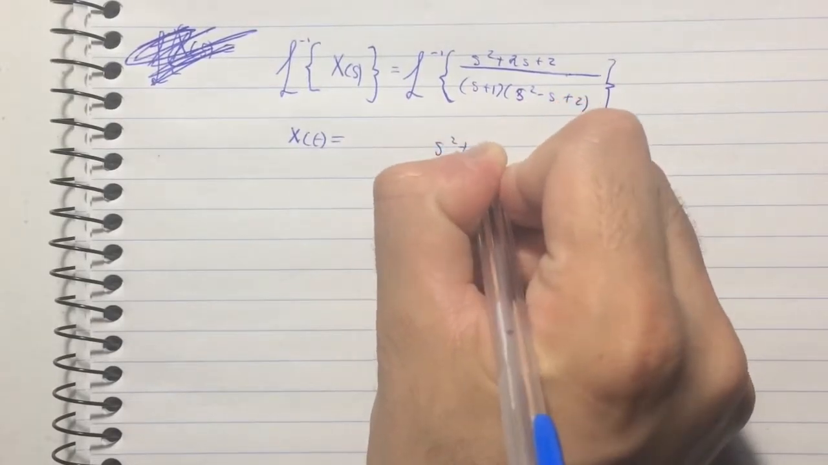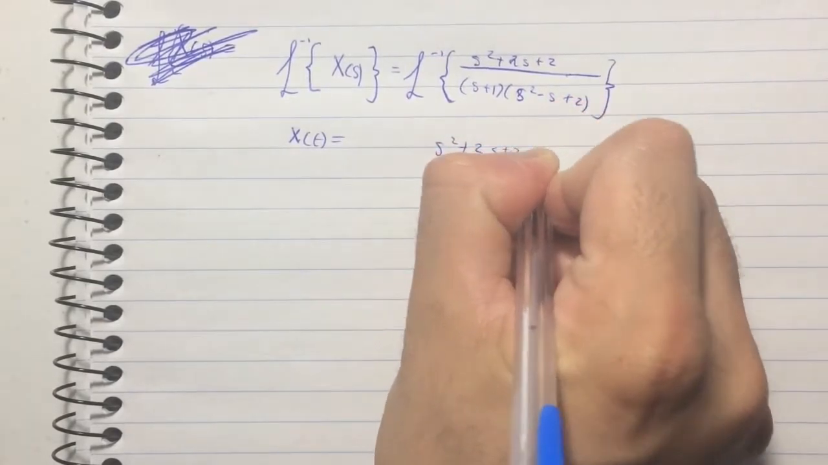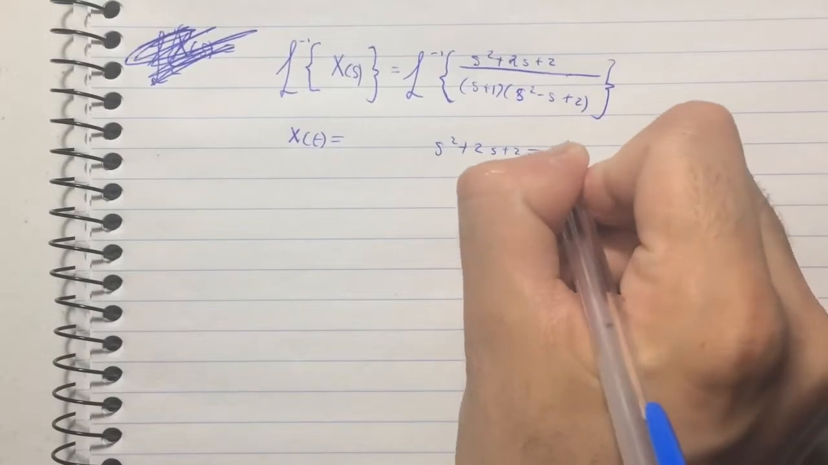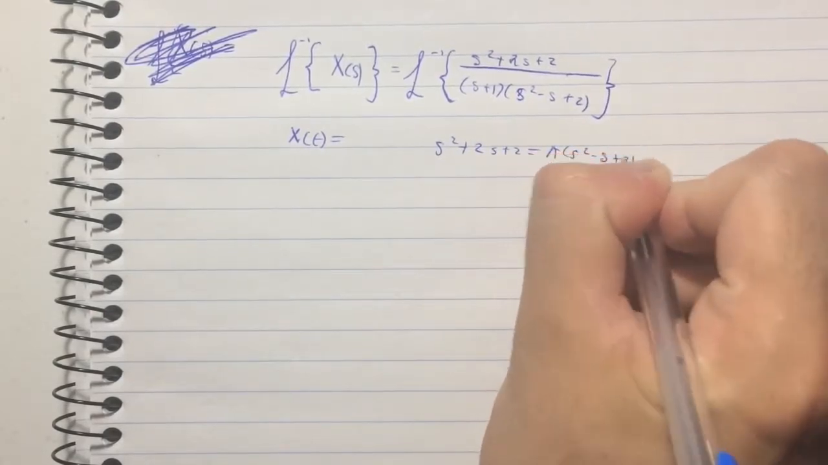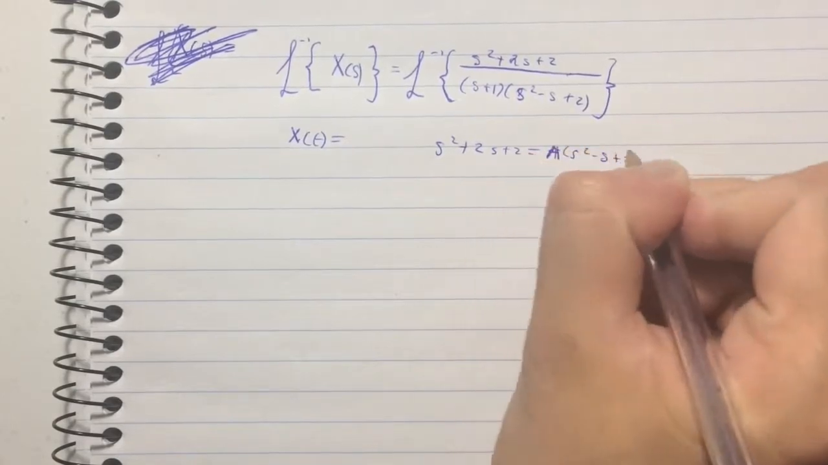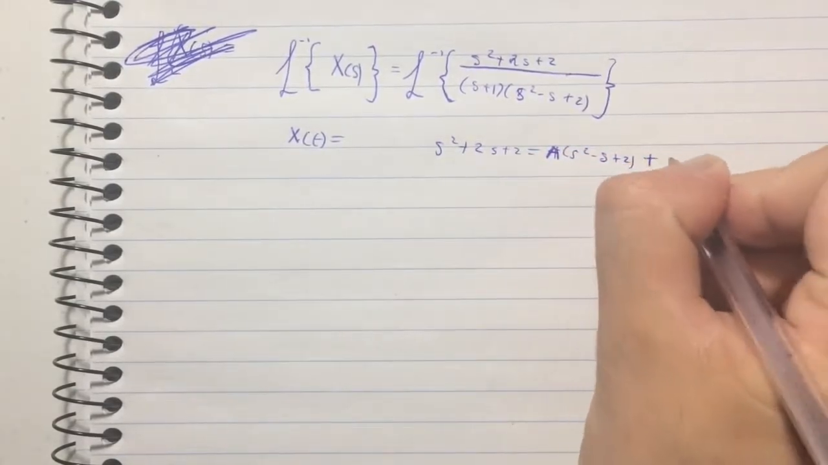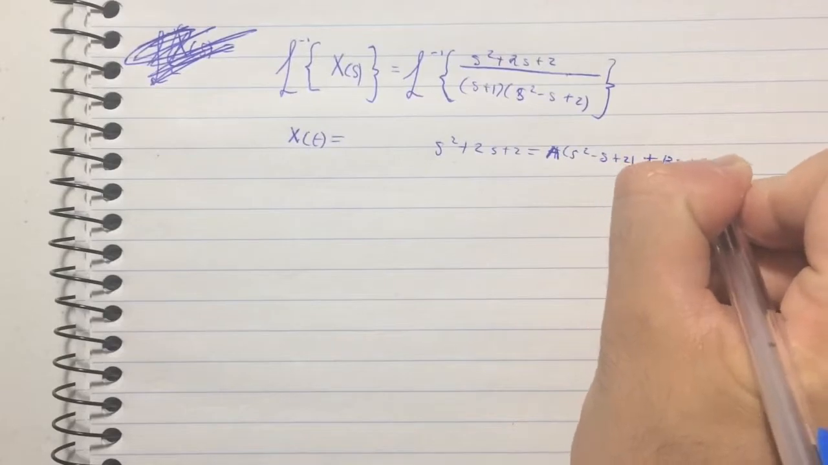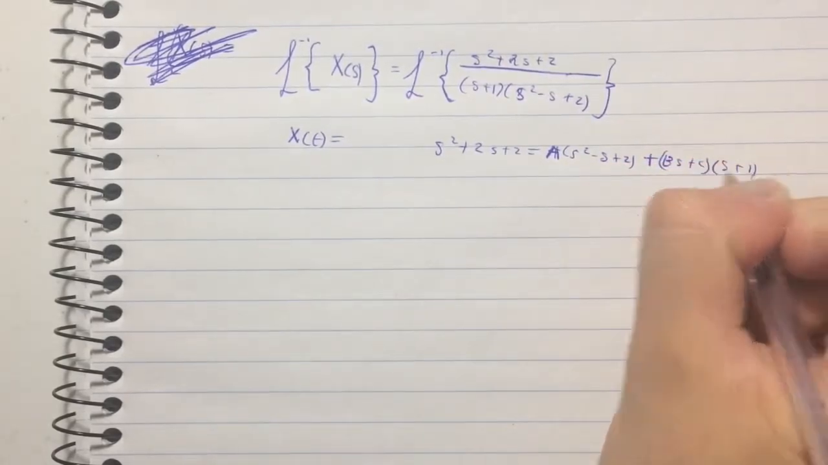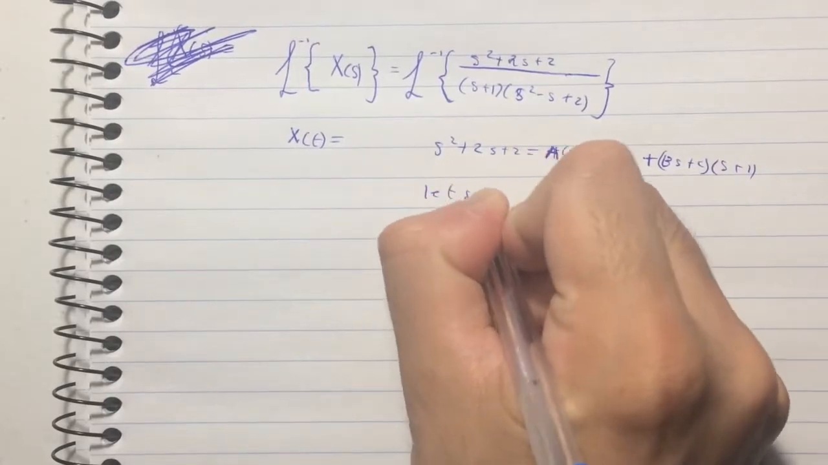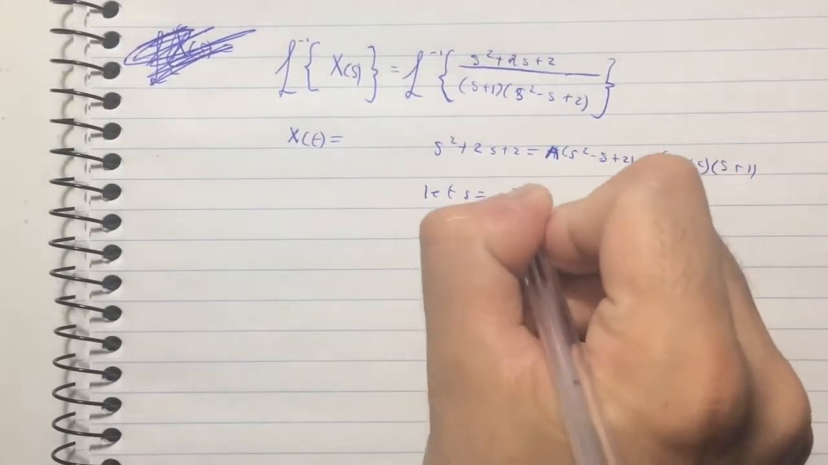I'm going to say s squared plus 2s plus 2 is equal to A(s squared minus s plus 2) plus (bs plus c) multiplied by (s plus 1). Sorry about my terrible handwriting. So I'm going to let s equal minus 1.